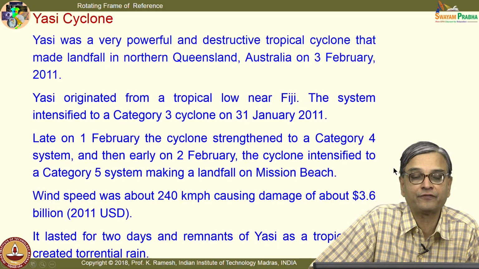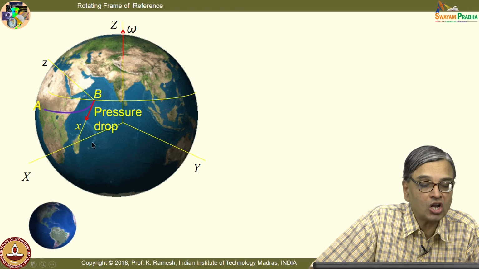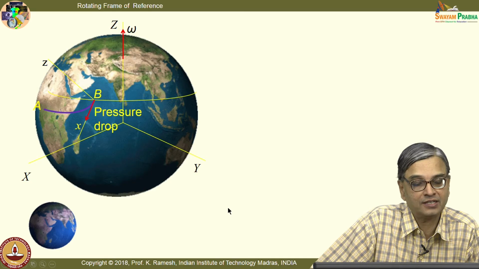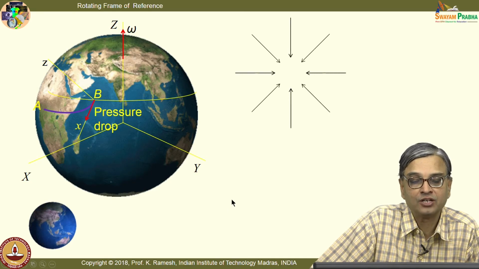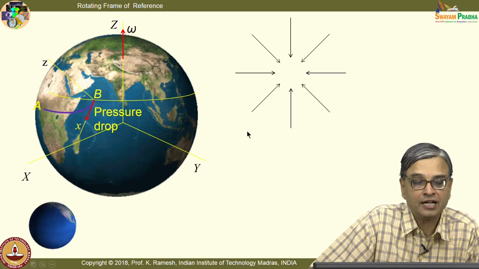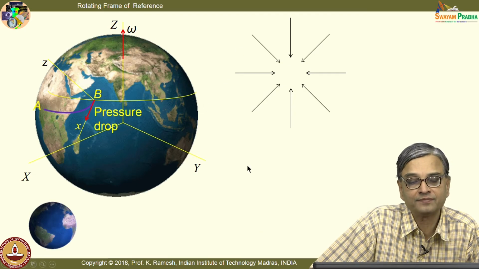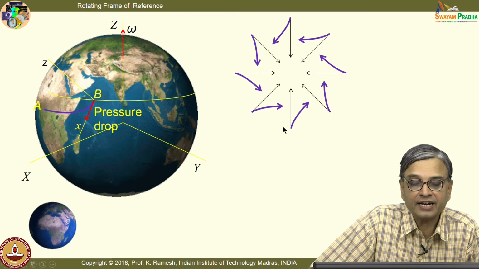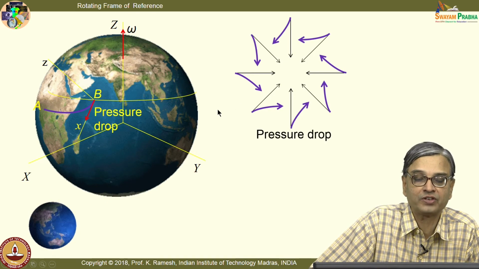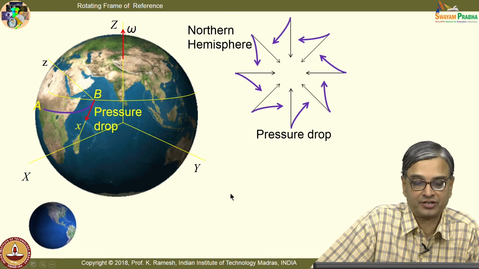So, from the mechanics point of view, we would like to understand why cyclones have different rotations in different hemispheres. This is mainly because of the Coriolis effect. When there is a pressure drop in the northern hemisphere, because the Earth is rotating like this, it is anti-clockwise in the northern hemisphere, and the wind deviates like this. This causes northern hemisphere cyclones to have an anti-clockwise rotation.